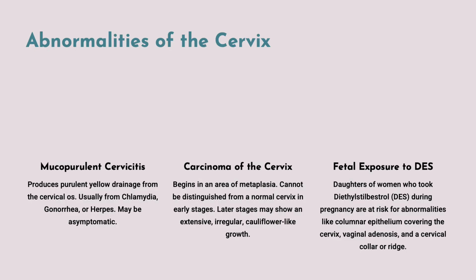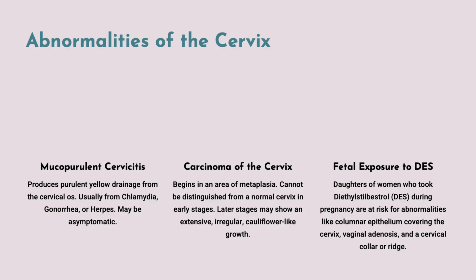Okay, so before we end, let's quickly run through the different abnormalities of the cervix, the uterus, as well as the adnexae, starting with the cervix. For the cervix, you could have infections. It's called mucopurulent cervicitis, usually secondary to a sexually transmitted pathogen such as chlamydia, gonorrhea, or herpes. When this happens, the woman may have a purulent yellowish drainage from the cervical os.